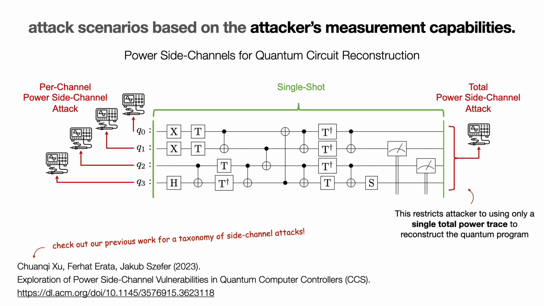Here, single shot per channel power side channel measurement on the left assumes a stronger attacker model, in which the attacker is able to collect per channel power traces, whereas a weaker attacker could collect a single total power trace over all channels, which can be seen on the right, but not distinguish the power traces of each channel.